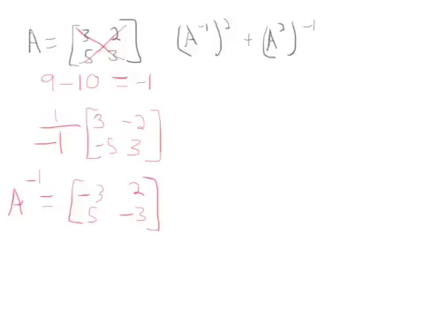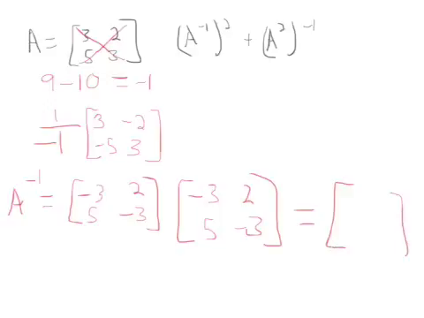When I square this, it means I take the matrix and multiply it by itself, so negative 3, 5, 2, and negative 3 again, multiplied by itself. It's a process where I multiply the first row by the first column, the first row by the second column, and then the second row by the first column, and the second row by the second column.